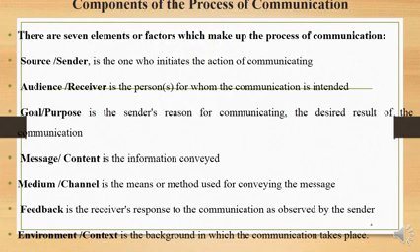There are seven elements or factors which make up the process of communication. Like we said earlier on, the source or sender is the one who initiates the action of communicating. The audience or receiver is the person for whom the communication is intended. The goal or purpose is the sender's reason for communicating, the desired result of the communication too.